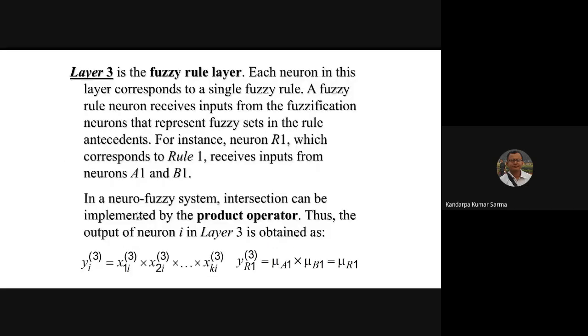The third layer is called the fuzzy rule layer, where we can use a combination of AND and OR to combine a number of fuzzification layers. So there can be rules from R1 to R8 or R7, depending upon the choice. And then with this AND-OR combination, we can combine the rules as per the requirement.